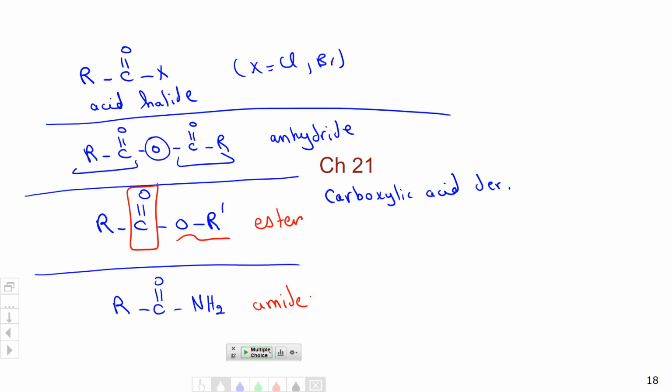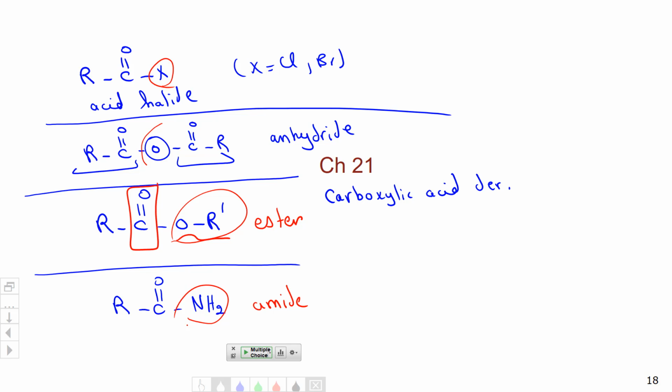And we call them acid derivatives because it looks like the OH is replaced with something else. Like in here, the OH of a carboxylic acid is replaced with a chlorine or a bromine. In this case, it's replaced with an OR', and with an NH2.